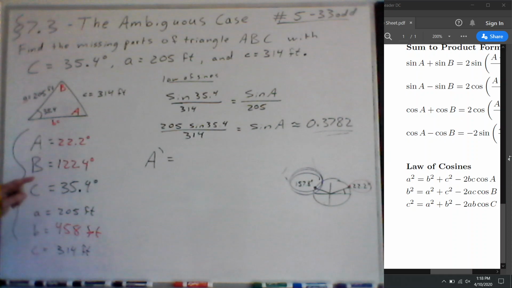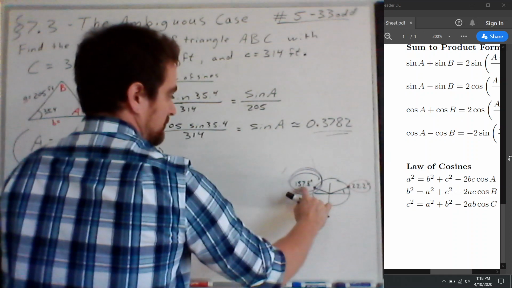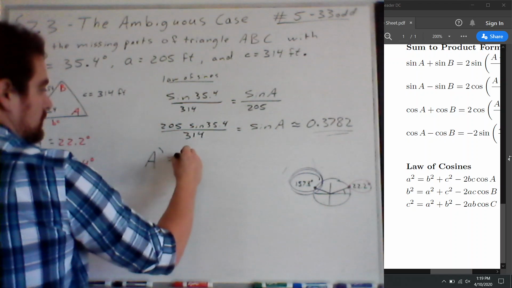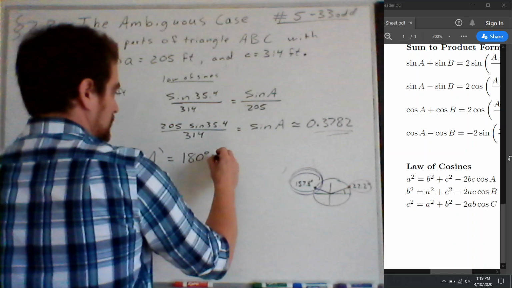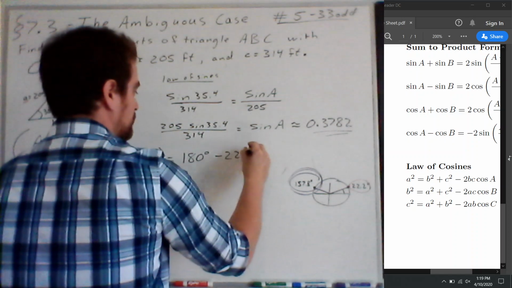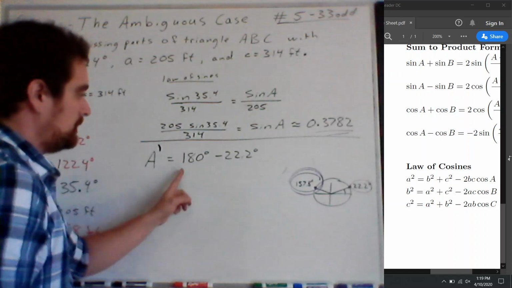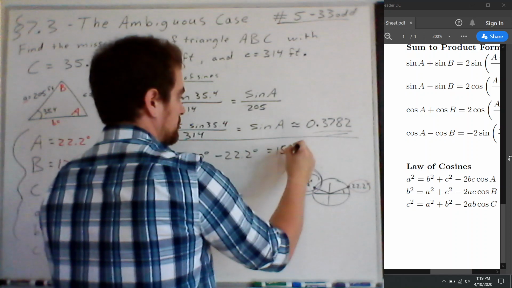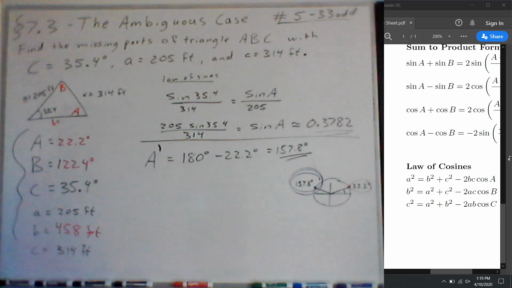Which means we would have to take 157.8 degrees and do 180 degrees. Well, this is how we found, let's backtrack here and say A prime was 180 minus 22.2 degrees, which was 157.8 degrees. So this is how we would have found our other angle.